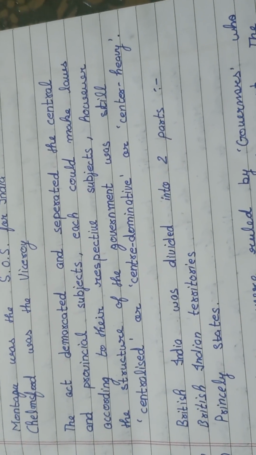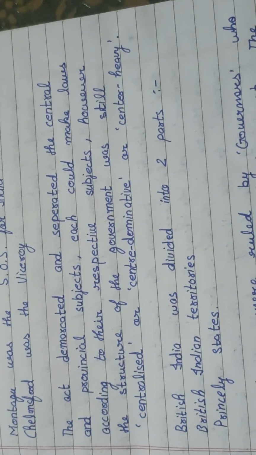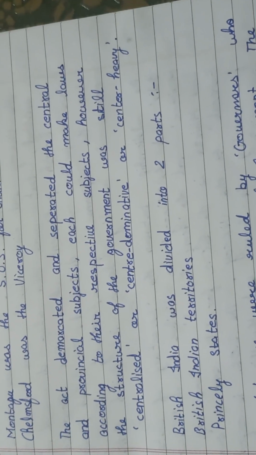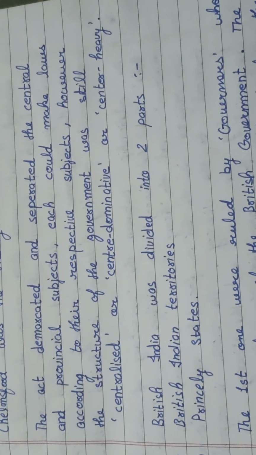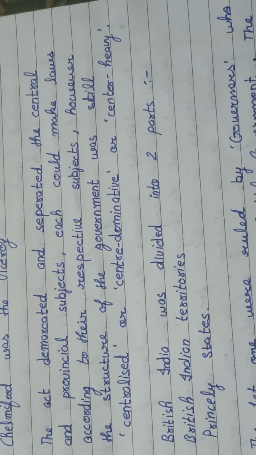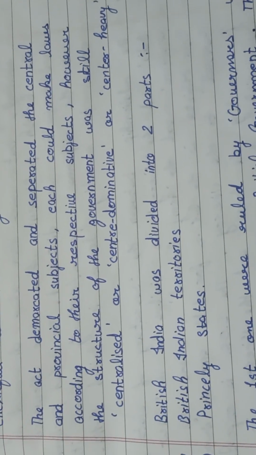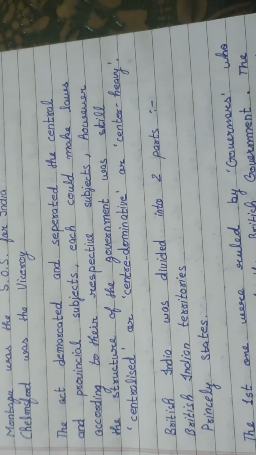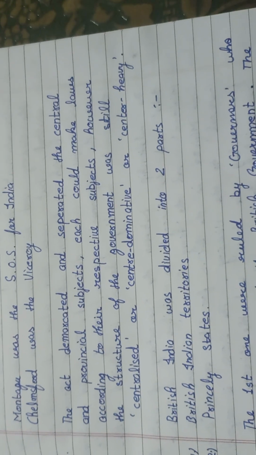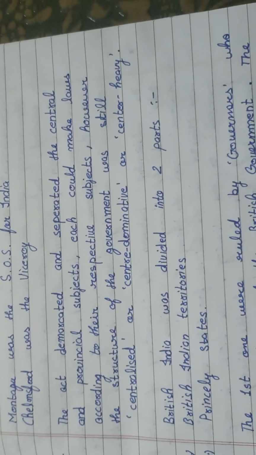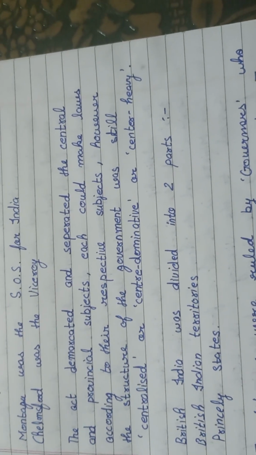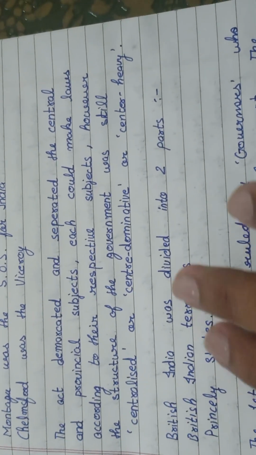That is, it divided into two parts: the subjects on which the center could make laws and the subjects on which the province could make laws, much like our Union list and State list. But there was no concurrent list. However, this was still center dominated.